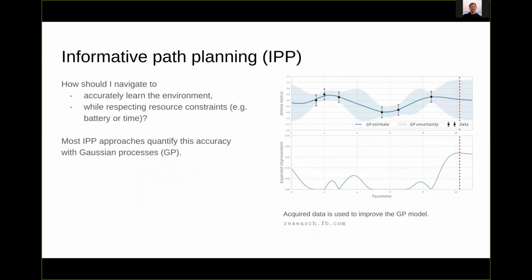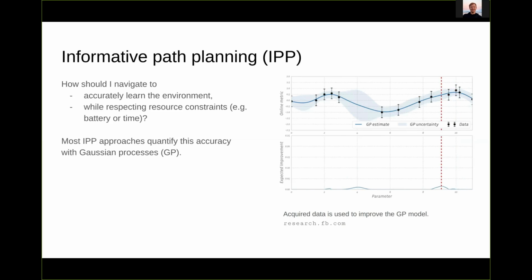This capability describes what is known in literature as informative path planning, which asks the question, how should I navigate, given my expectation of the environment, to improve my understanding of it, while respecting resource constraints like limits on, for example, time or battery usage.